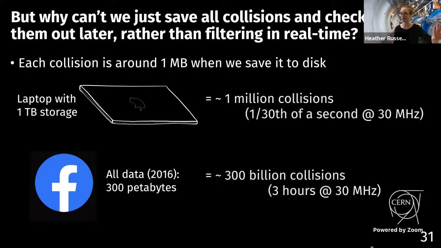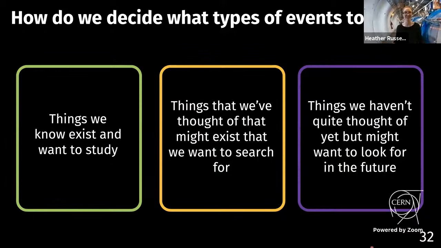Then, of course, the pressing question we have to answer is, how do we decide what types of events we're going to save? And to answer this, we really need to think about the physics goals of ATLAS. What do we want to do with these collisions? I think there's three categories of the things we want to study, or the reasons we save events for future study. First off, there's the things we know exist and want to study further or confirm the existence of. These are our Standard Model processes.